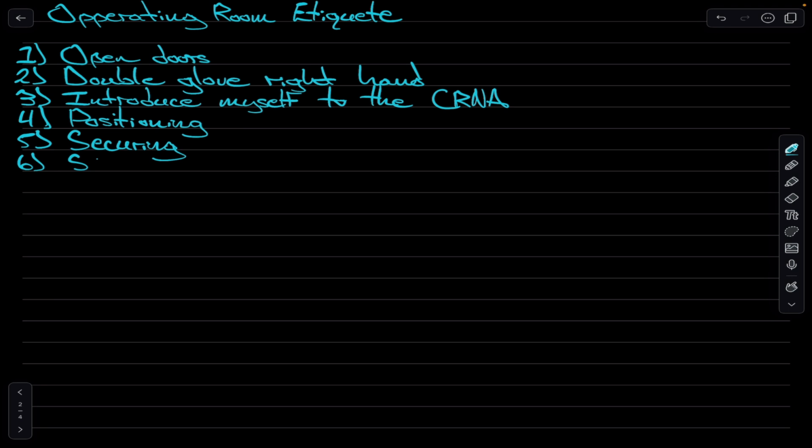You can place SCDs, sequential compression devices, on the patient. Every patient is going to need SCDs, so placing those on there is another way that you can be helpful in almost every operation.